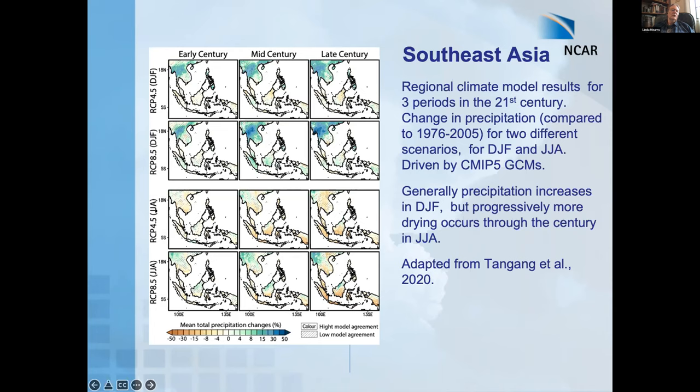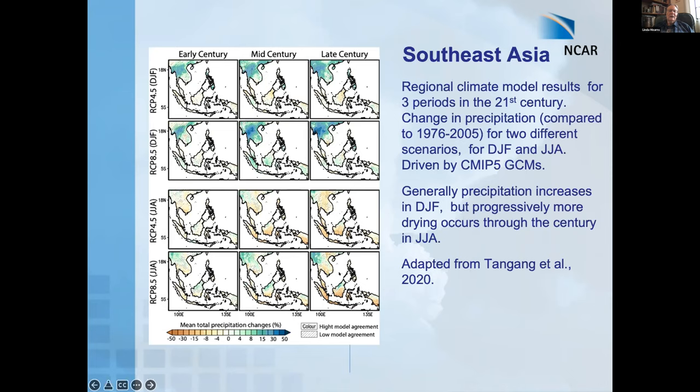And I just want to point out a couple of things that we do see for December, January, February. We see increases in a lot of Southeast Asia, but in the island areas, we see, for example, Borneo, we see slight decreases in precipitation, but this becomes particularly intense in the late century, where the drying becomes much more striking.